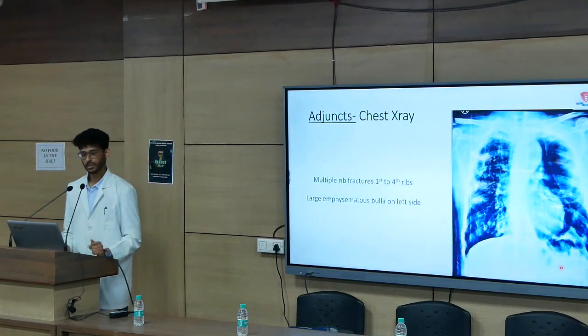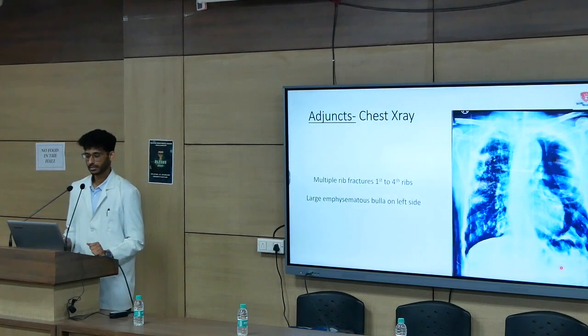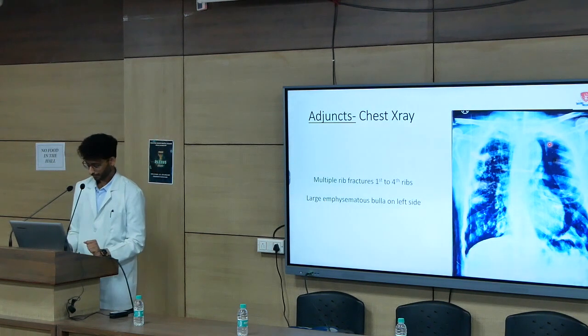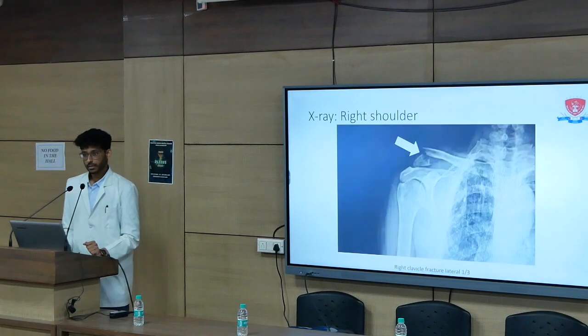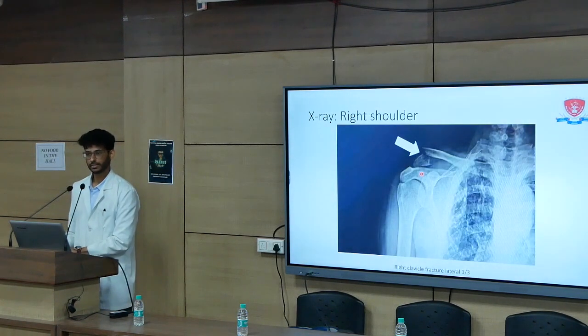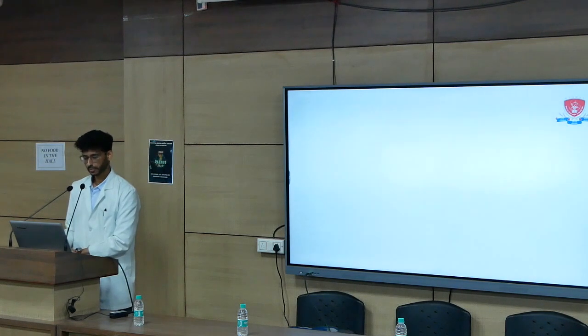To help us establish a diagnosis, we did our primary survey, and these are the adjuncts. First of all, a chest X-ray was done. This X-ray was not up to the standards, but still we could see right side multiple rib fractures along with a large bulla over the left side. Next, we did a shoulder X-ray, which showed a lateral third clavicle fracture.